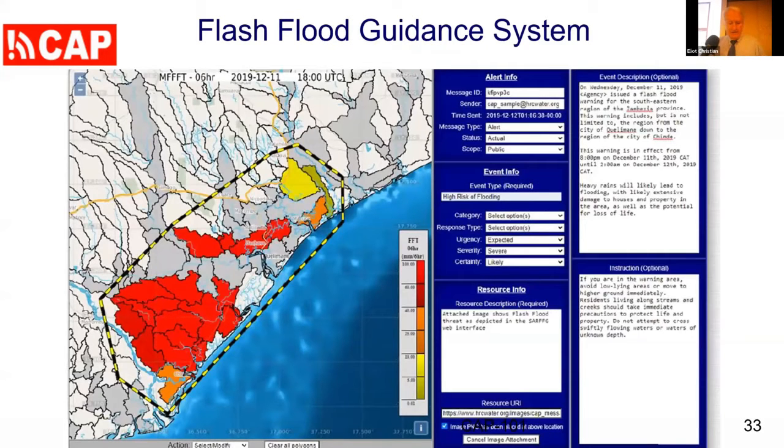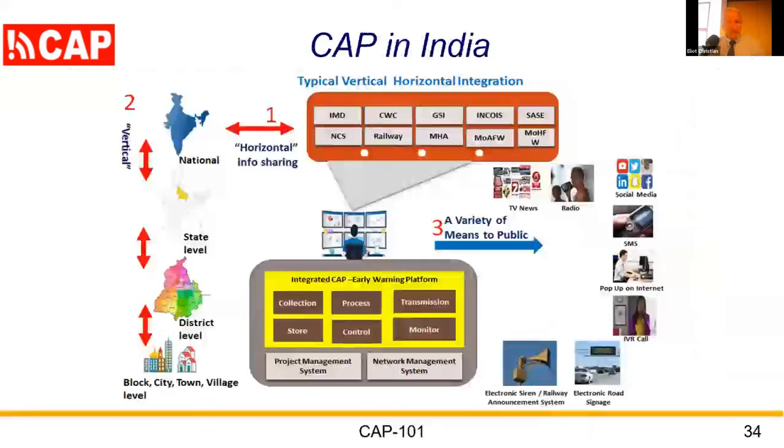My opening slide showed a flood emergency, and Suzine talked about the flash flood guidance system, 74 countries, I think she mentioned. Here we see CAP as used in that international flash flood guidance system. Here is India's CAP-based integrated disaster early warning platform used by disaster management authorities, and we'll have a presentation in detail about this during the workshop.